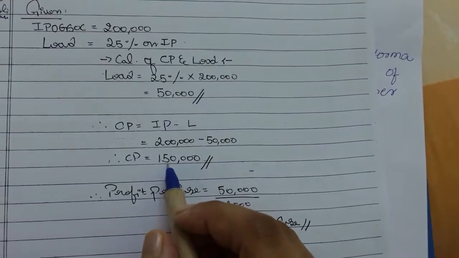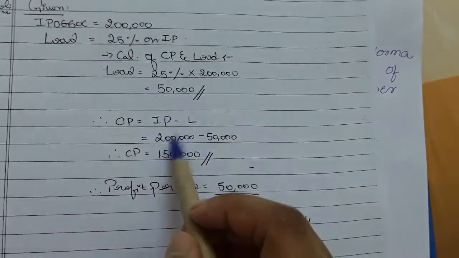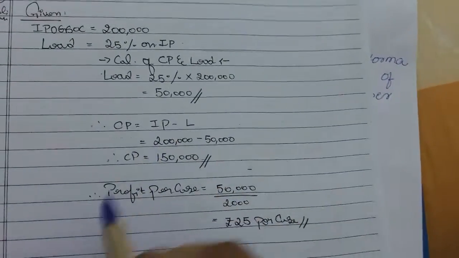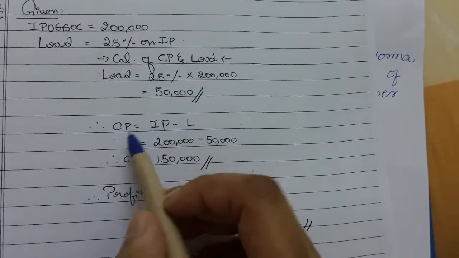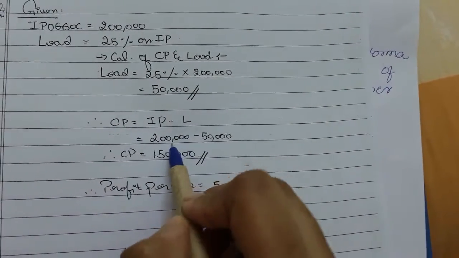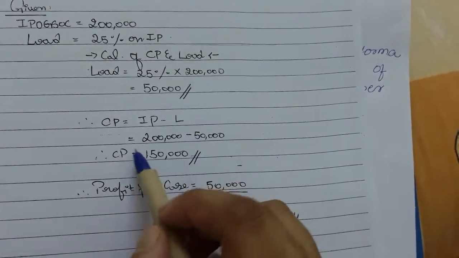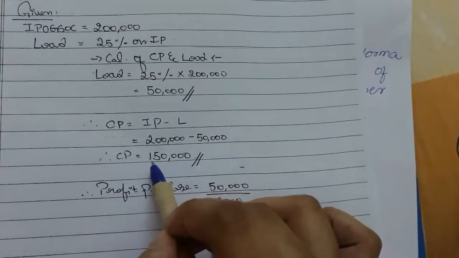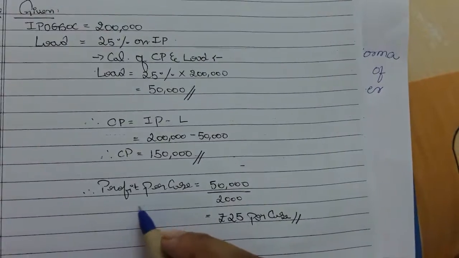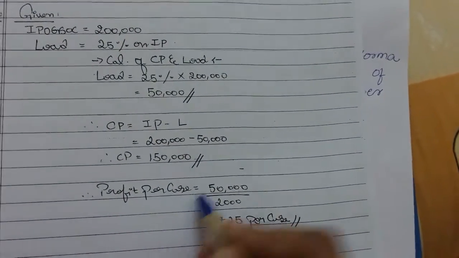Next we are supposed to calculate the cost price. They have given the invoice price, so we will calculate the cost price. Cost price is equal to invoice price minus load. So the invoice price is 2 lakh, the load is 50,000 rupees. So what is the cost price? It is 1,50,000.